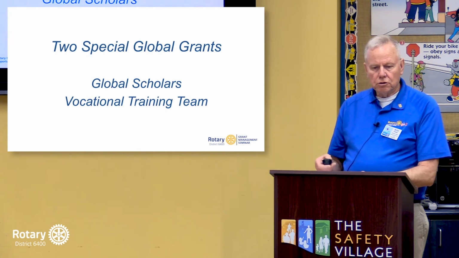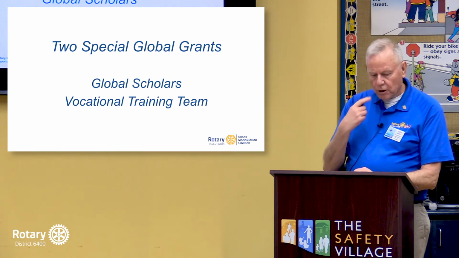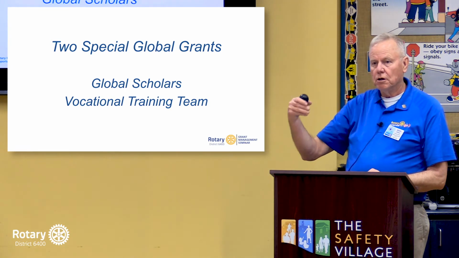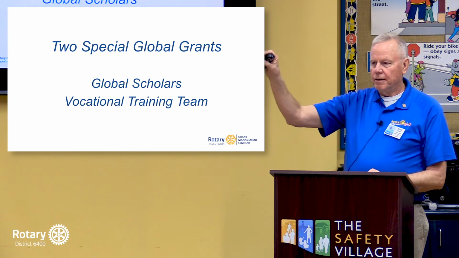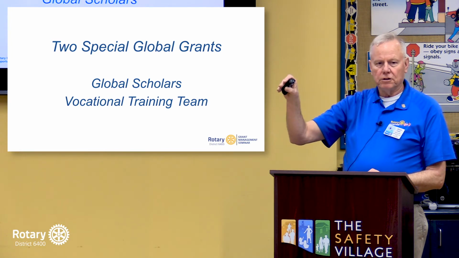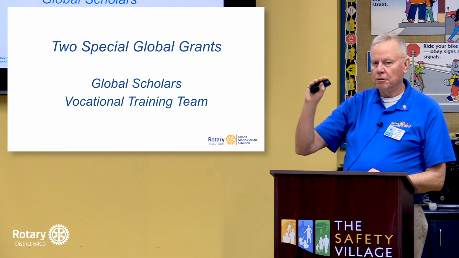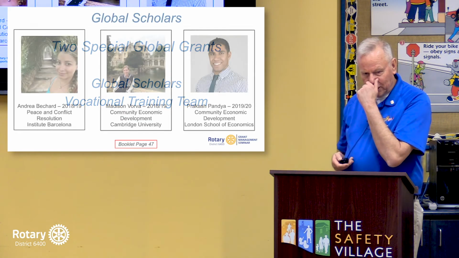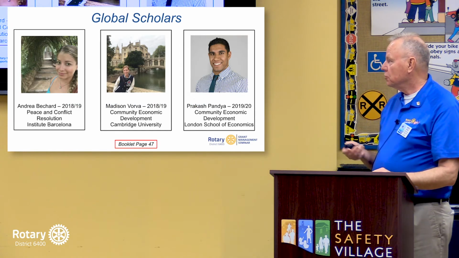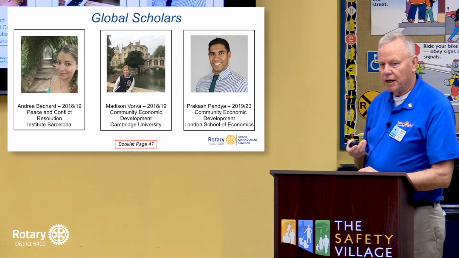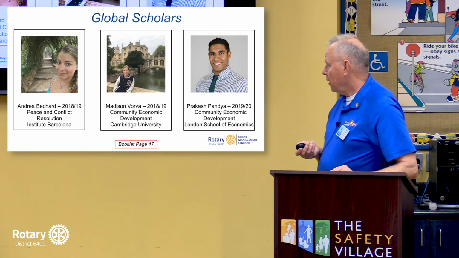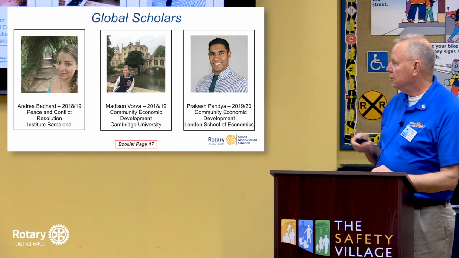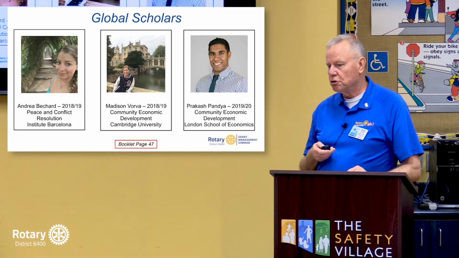So there's two special grants. We talked about them before, Global Scholars and Vocational Training Team. And that's where, when you start that application, right at the top, what's the name of your project? What kind of project is it? Humanitarian, Vocational Training Team, or Global Grants, or Global Scholars. So you want a Global Scholar. These are our three most recent Global Scholars. Andrea went to Spain, sponsored by 1918. Madison Vorva, sponsored by my club, went to Cambridge. She's doing community economic development. Andrea did peace and conflict resolution.